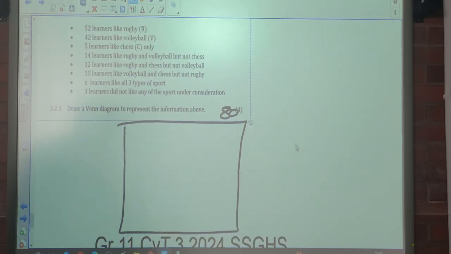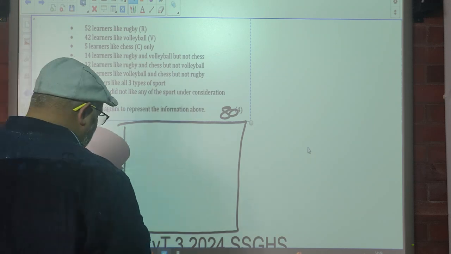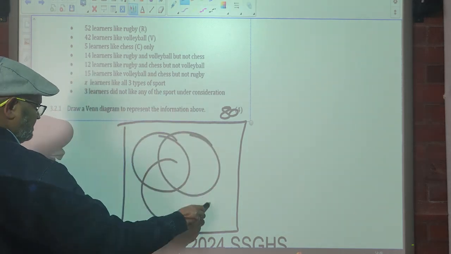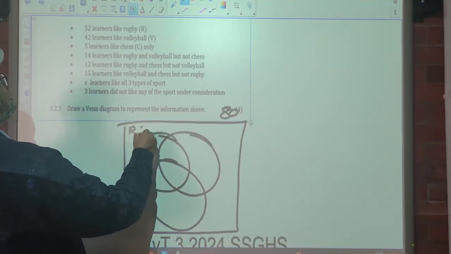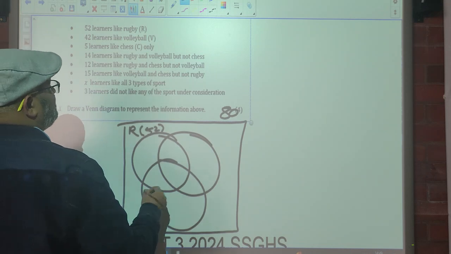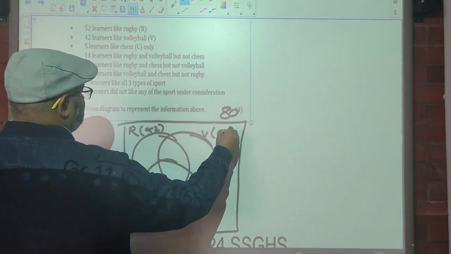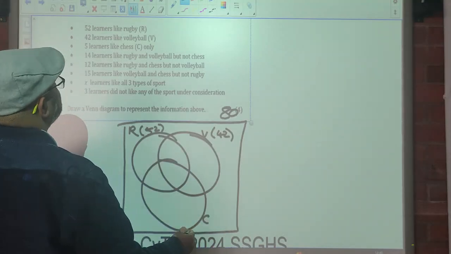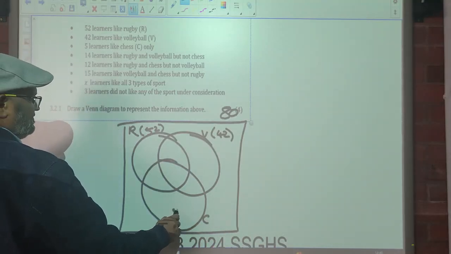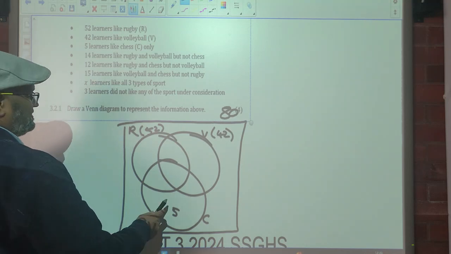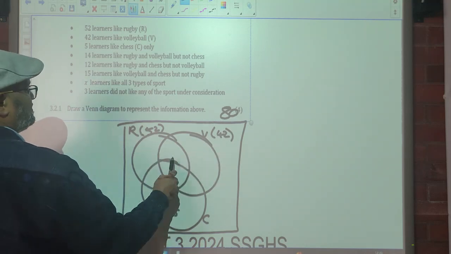We are then told that 52 learners like rugby. So we have rugby, 52 learners. 42 like volleyball. 5 like chess only. 14 like rugby and volleyball but not chess.